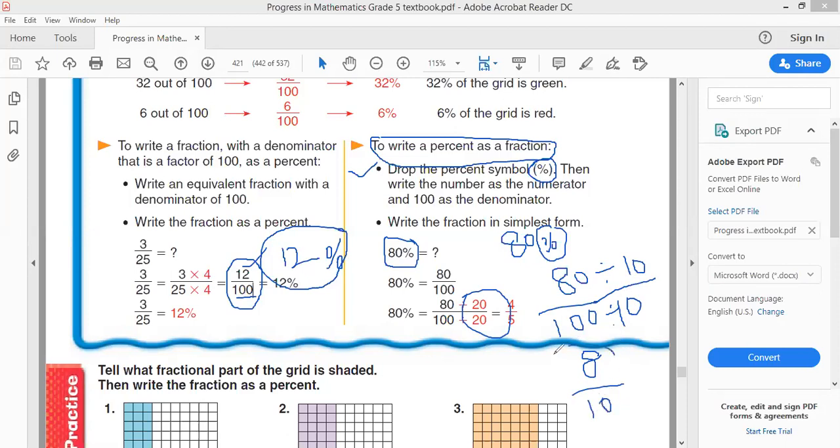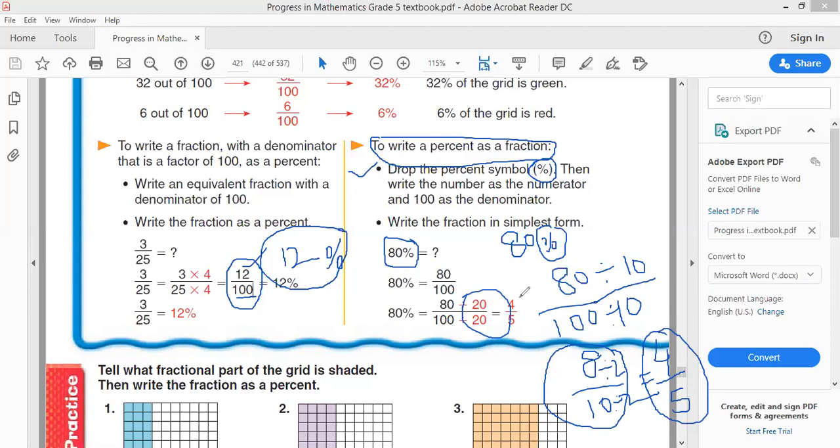100 divided by 10 equals 10. Now 8 over 10, is this the simplest form or not? No. So we can still divide it by 2. Very good. 8 divided by 2 is 4, and 10 divided by 2 is 5. So what did you get from 80 over 100 or 80%? 4 over 5.